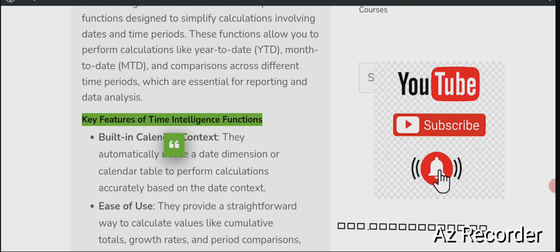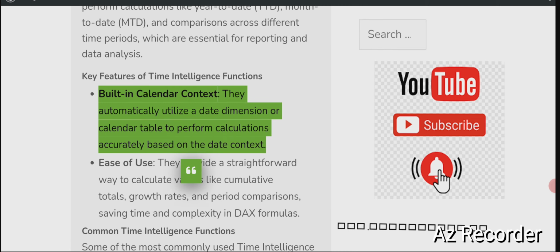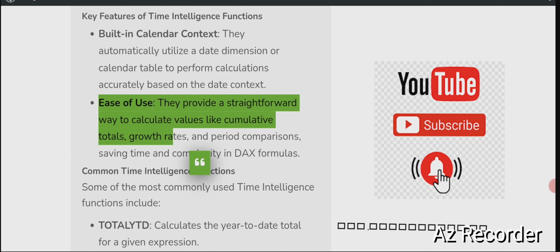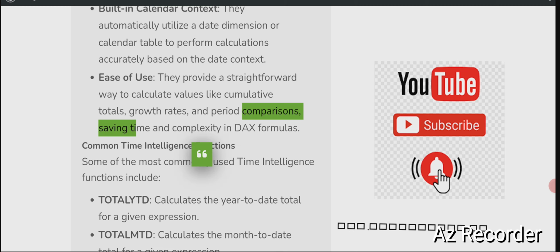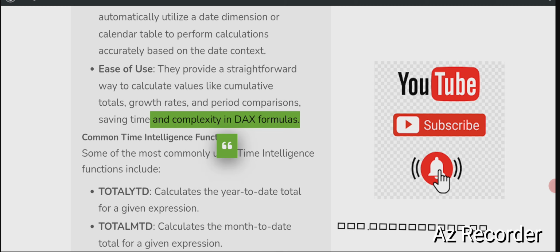Key features of time intelligence functions. Built-in calendar context: they automatically utilize a date dimension or calendar table to perform calculations accurately based on the date context. Ease of use: they provide a straightforward way to calculate values like cumulative totals, growth rates, and period comparisons, saving time and complexity in DAX formulas.